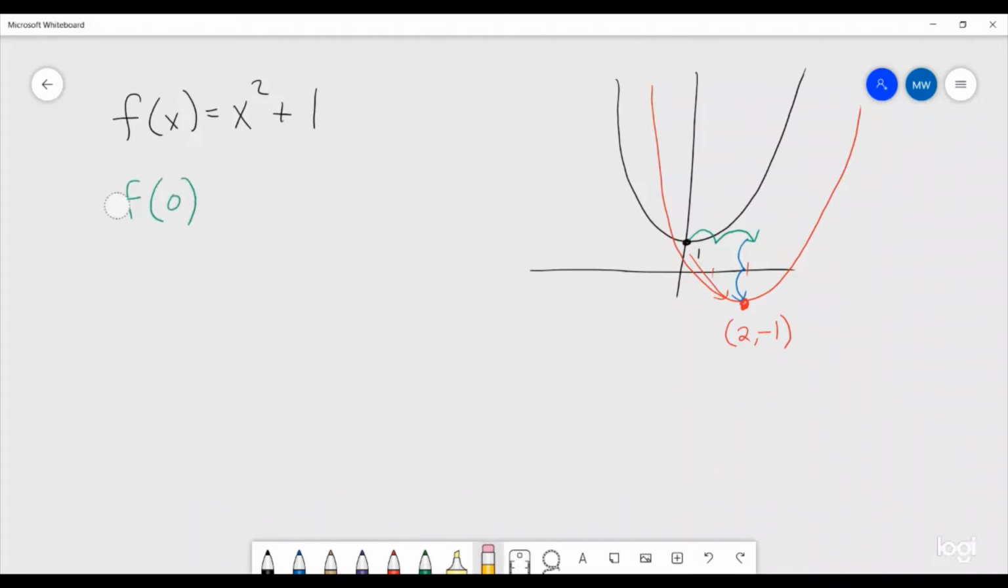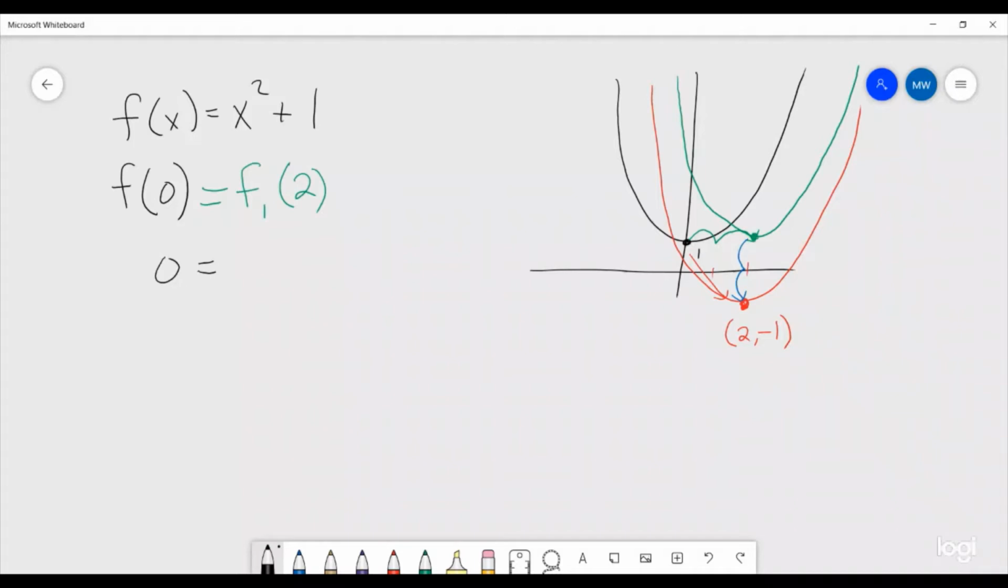Here, let's actually color code this to make it a little bit easier to see. So f of 0. We are going to try and figure out how we can move that parabola so it becomes this green parabola that has the vertex here 2 spots over. Well, that needs to be the same thing as our new function, so f sub 1 of 2. So this is telling us that 0 has to be equal to some function in terms of 2. So what that's going to be is x minus 2.